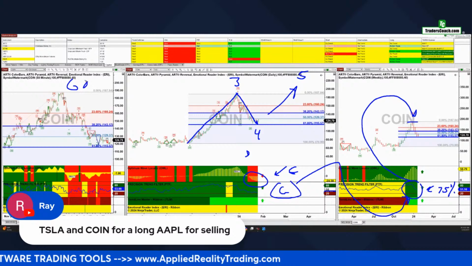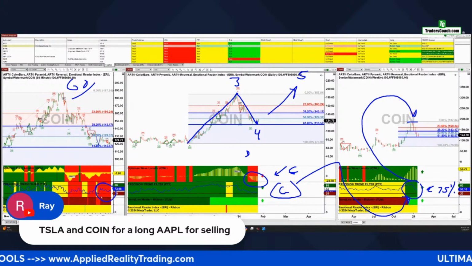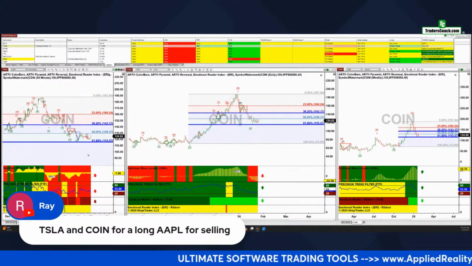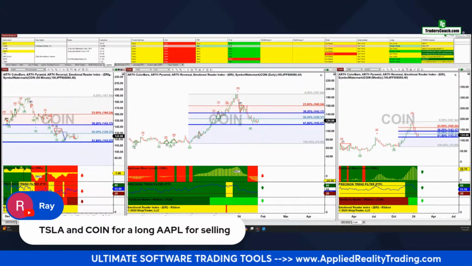Let's go to the 60-minute chart. Little different story. We got a red PTF, a little bit of red here, bullish divergence. Okay, so this is calling for more lows on Coinbase. So this correction's not over.